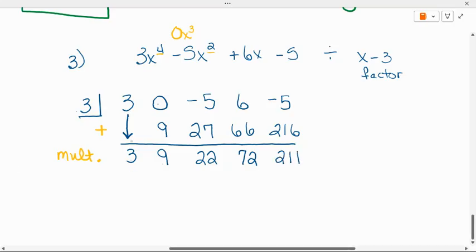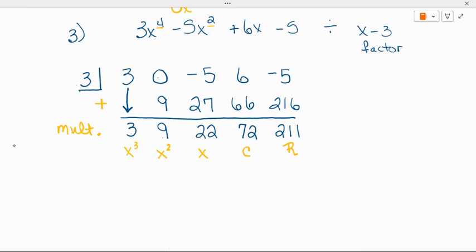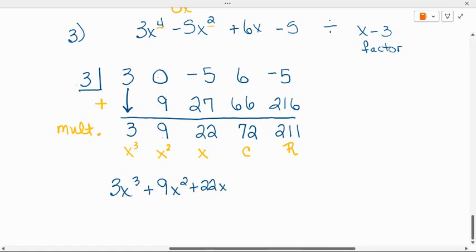When you think about these terms, if you started with an x to the 4th, this is your x cubed term, this is your x squared term, this is your x term, this is your constant, this is your remainder. Okay? So let's see what that's going to look like. So I have 3x cubed plus 9x squared plus 22x plus 72 plus 211 over the divisor, which is x minus 3.